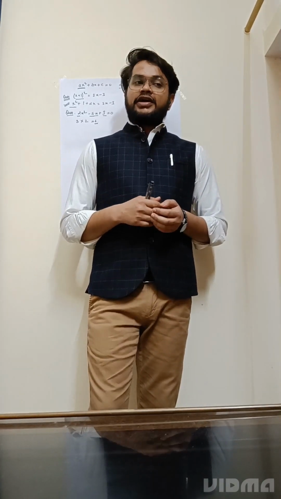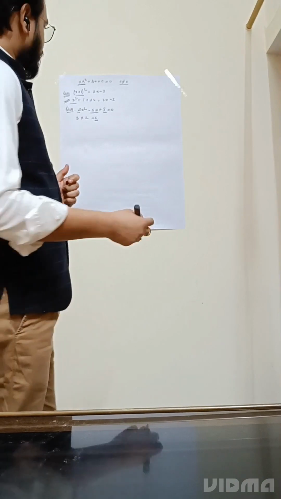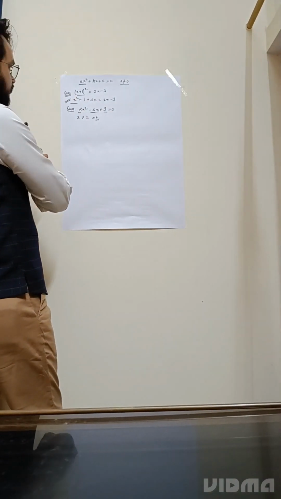A quadratic equation has solutions. What are solutions? Solutions are those values of x which, when we put them in, make the equation equal to 0. Now there are various methods to find those solutions: factorization, completing the square and quadratic formula. So first we will discuss factorization. Now let's see what are the solutions of the equation 2x square minus 5x plus 3 equal to 0.